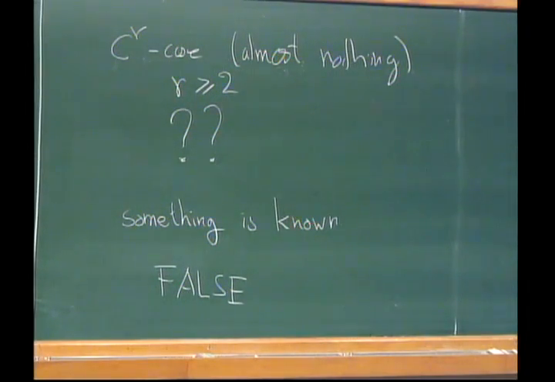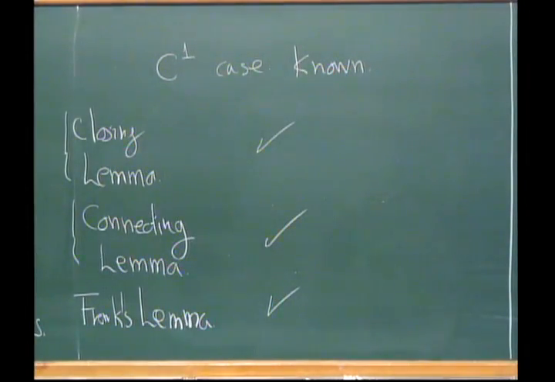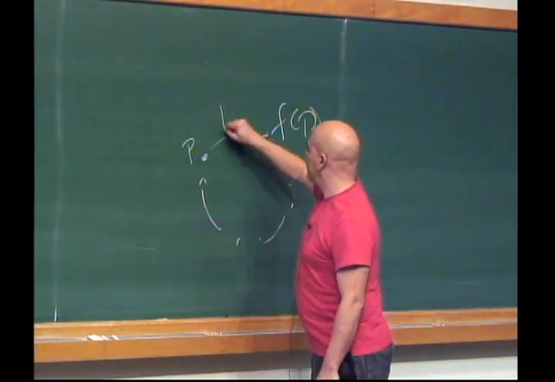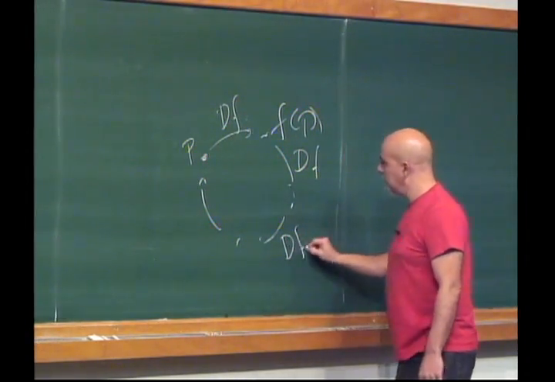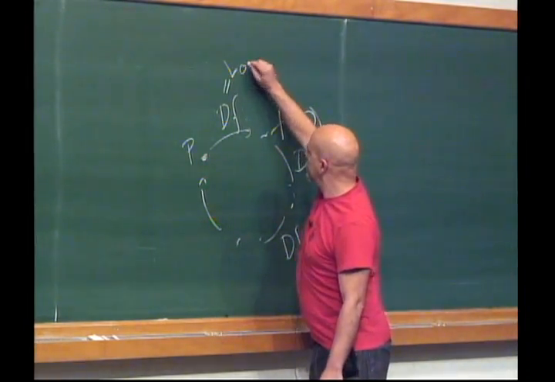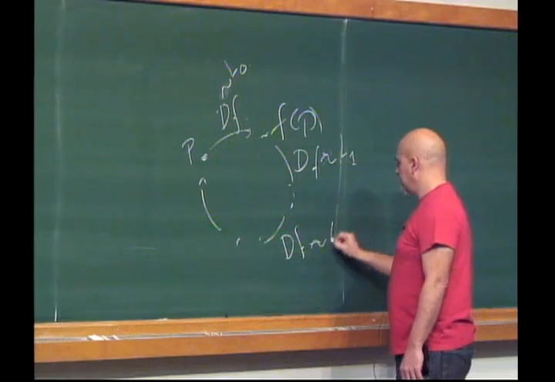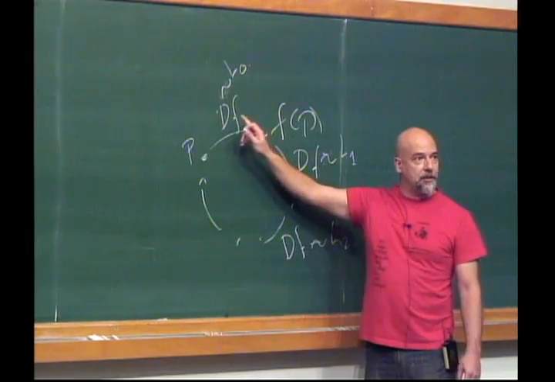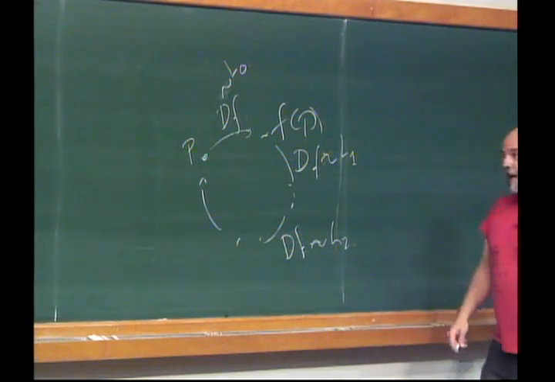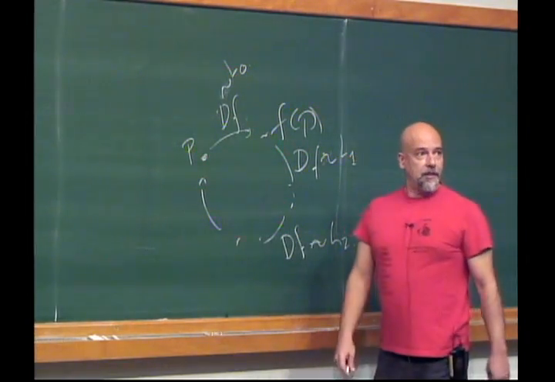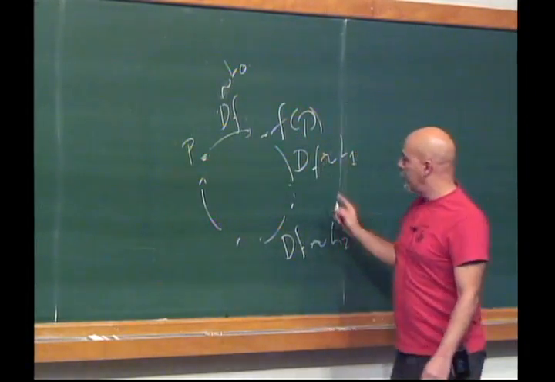Franks' lemma is that if you have a periodic orbit, you look at the differential at each point, and then you can perturb the differential. So you take linear maps which are close to the tangent map at each point of the periodic orbit, and then you realize this as a diffeomorphism having the same periodic orbit, but the differential now is L0, L1, L2, and so on. Okay?